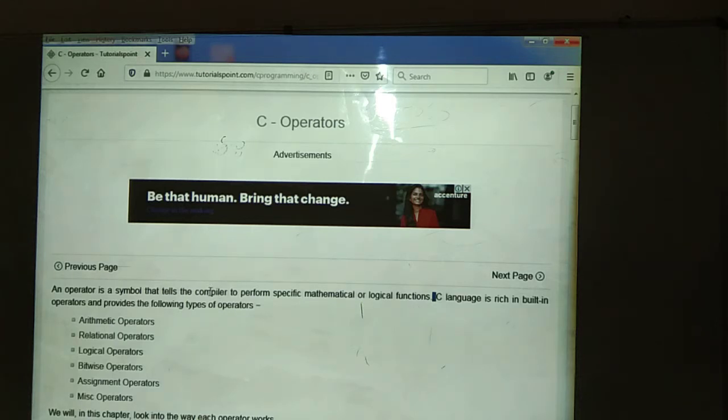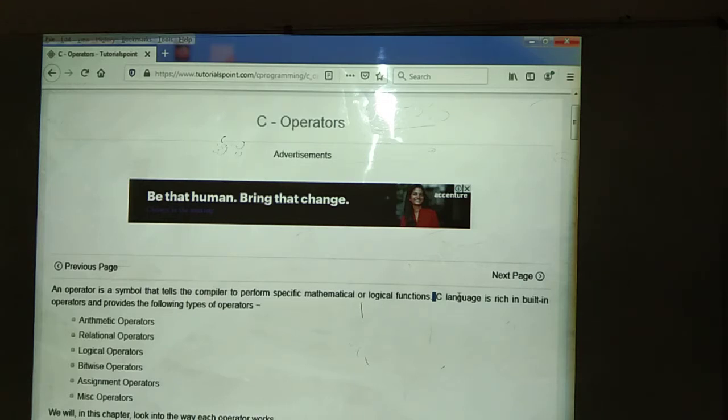First, what is an operator? An operator is a symbol. We are intimating to the compiler by using a specific symbol that we are going to be performing mathematical calculations and logical manipulations. That is the use of the operator.